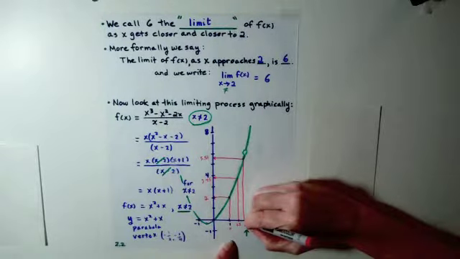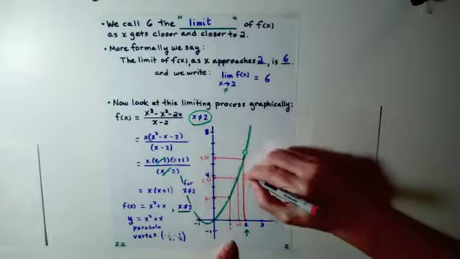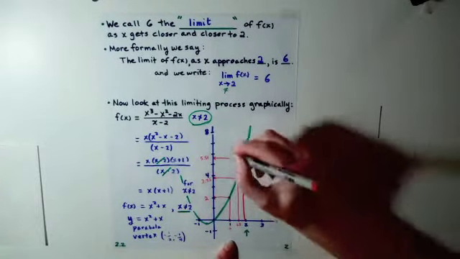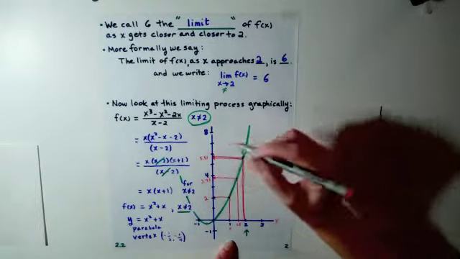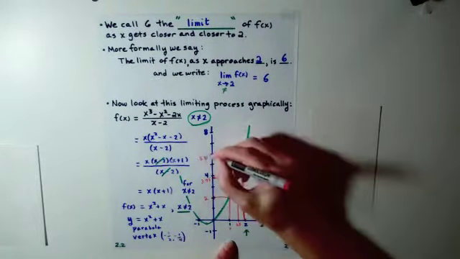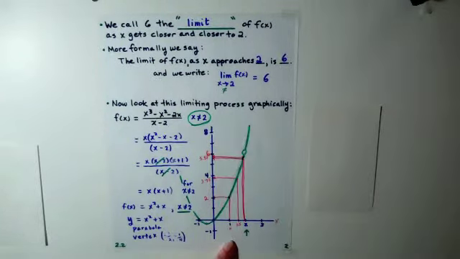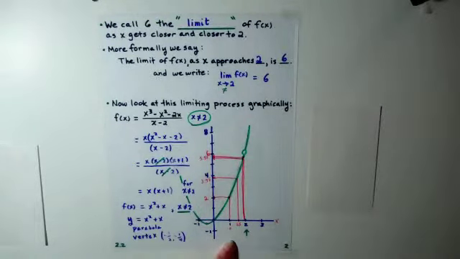Every time I choose a value that's a little bit closer to 2, you notice that when I go up, I have to go a little higher on this graph and go over to the y-axis, and it looks like these y values are marching up and getting closer and closer to the number 6 on the y-axis. The y's are collecting around the value 6.